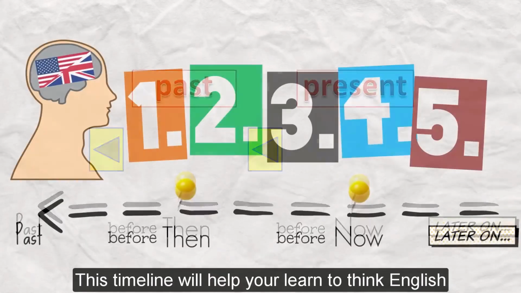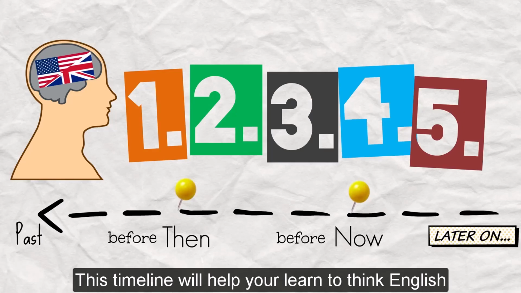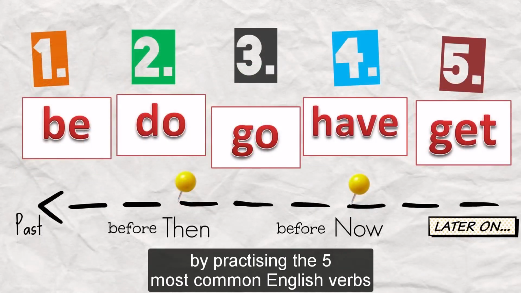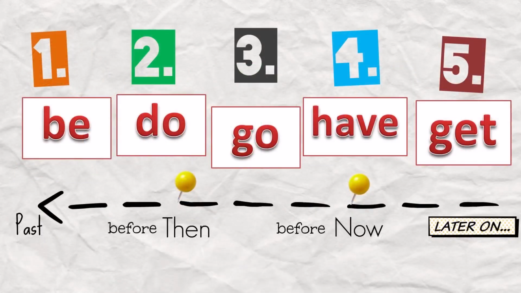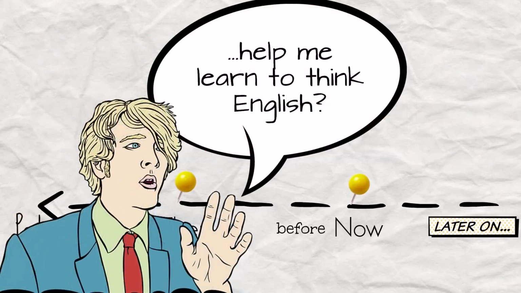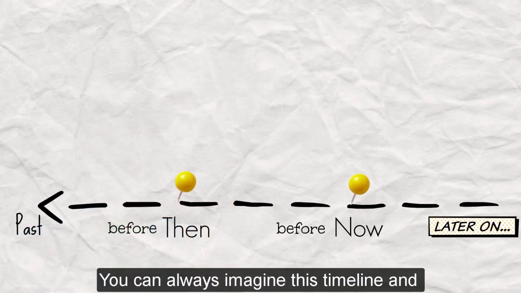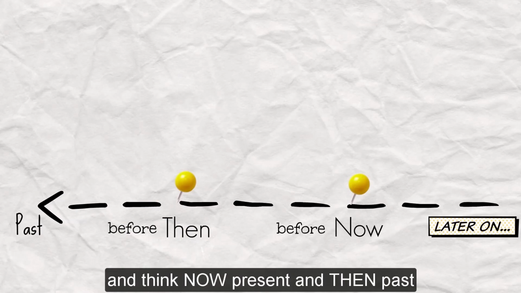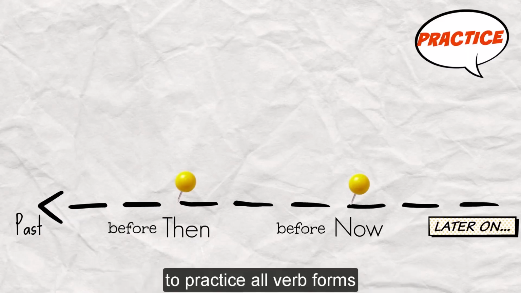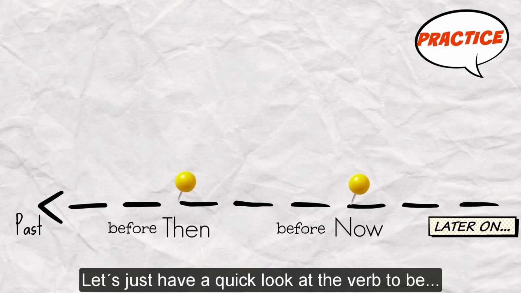This timeline will help you learn to think English by practicing the 5 most common English verbs: be, do, go, have, get. So how can this timeline help me learn to think English? You can always imagine this timeline and think now, present, and then, past, to practice all verb forms. Let's just have a quick look at the verb to be.